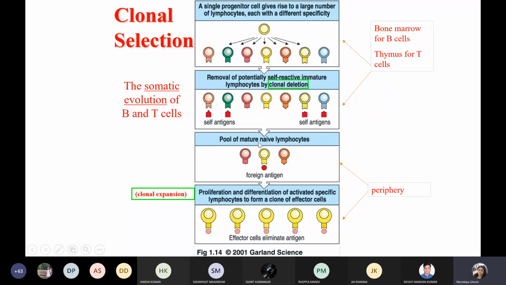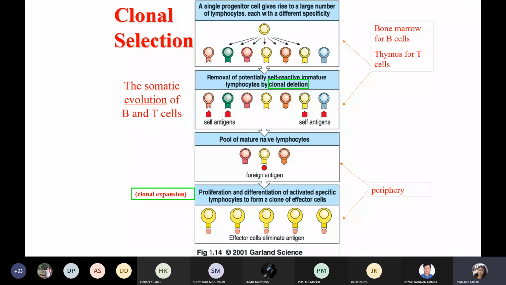Pool of mature naive lymphocyte. Ma'am, one doubt. This self antigen is there to improve the innate immunity, to improve the existing immunity of the body. Then why are self antigens needed?